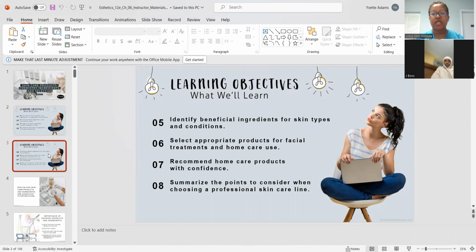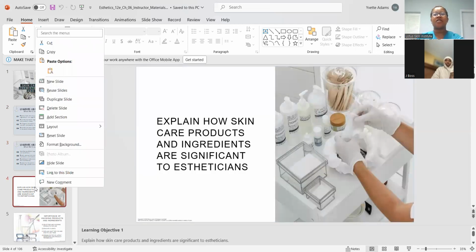beneficial ingredients for various skin types, appropriate products for facial treatments and home care, be able to recommend home care products with confidence, and then summarize all the points to consider when choosing a professional skincare line. So this actually goes right in line with having someone from a skincare line come and talk, because this is exactly what she's talking about. All righty.